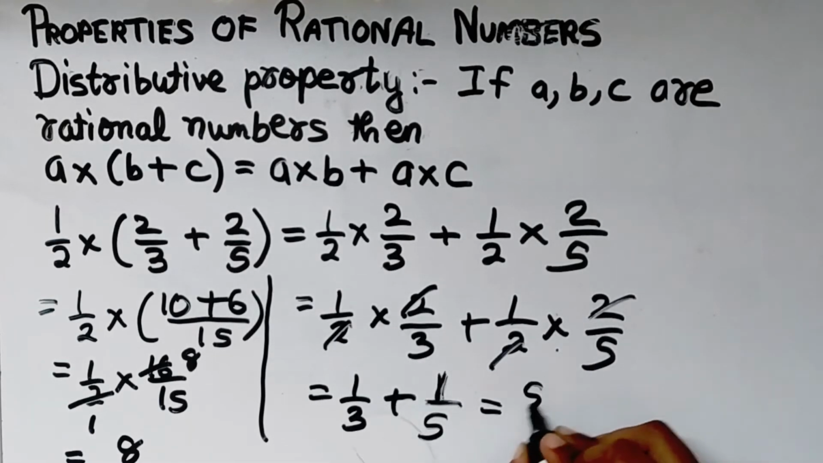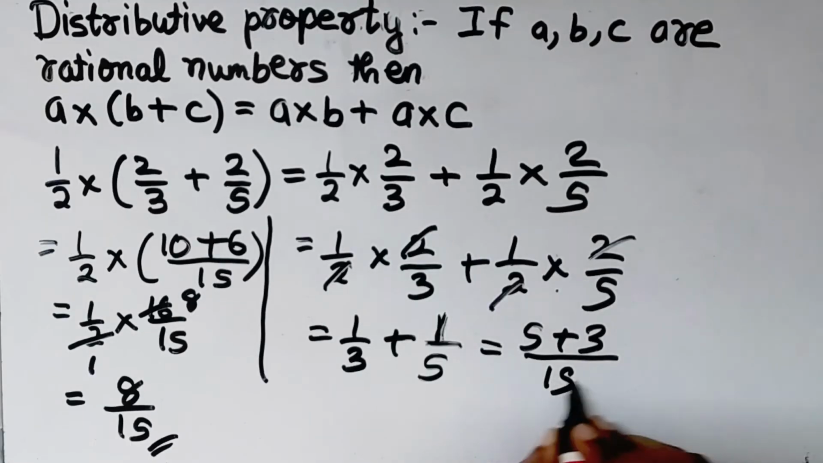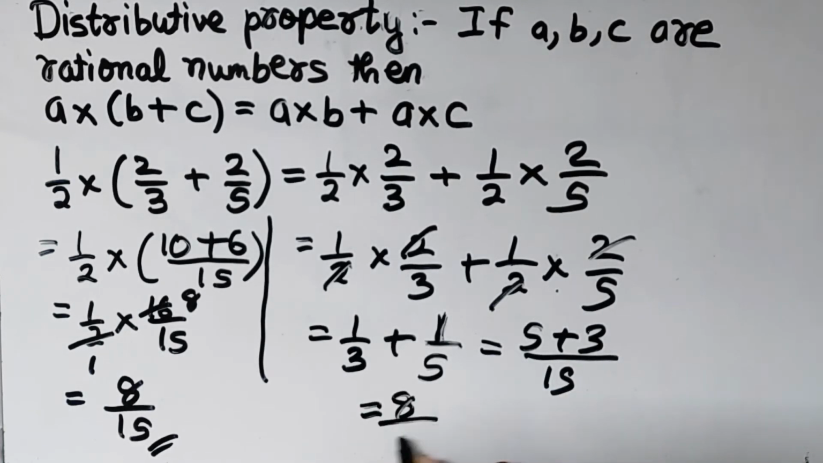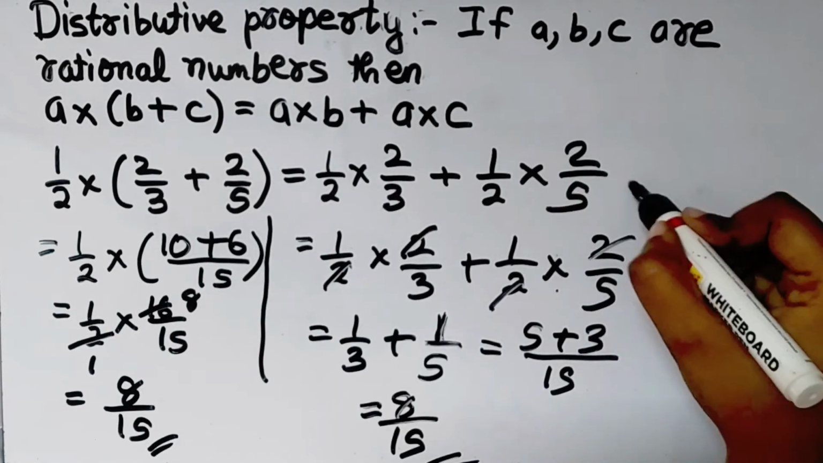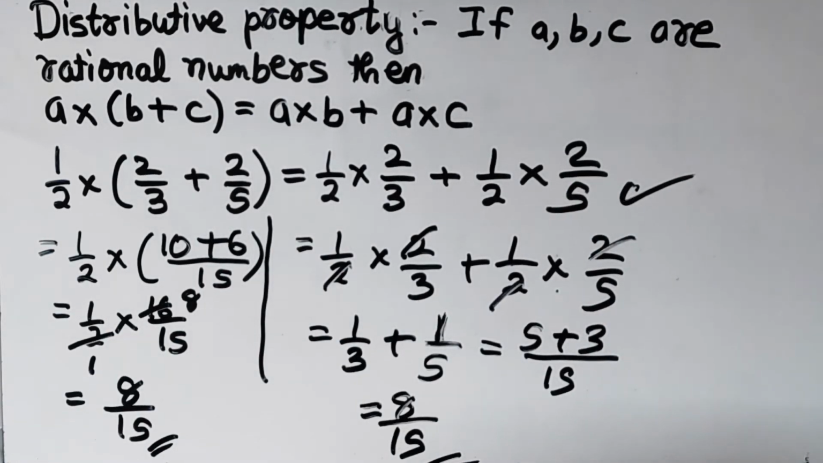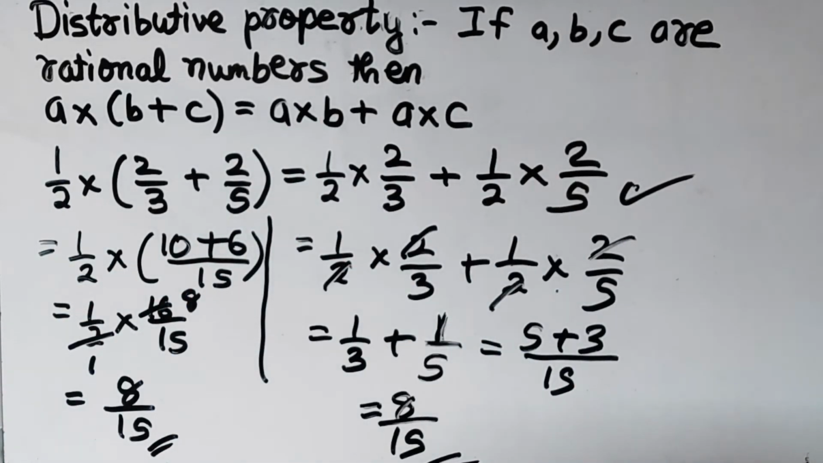5 ones are 5 plus 3 ones are 3 upon 3 5s are 15. So 5 plus 3 upon 15. 5 plus 3 is how much? 8 upon 15. See, here also we are getting 8 upon 15 and here also we are getting 8 upon 15. That means these two are equal. This property is verified. So this is the distributive property of rational numbers.